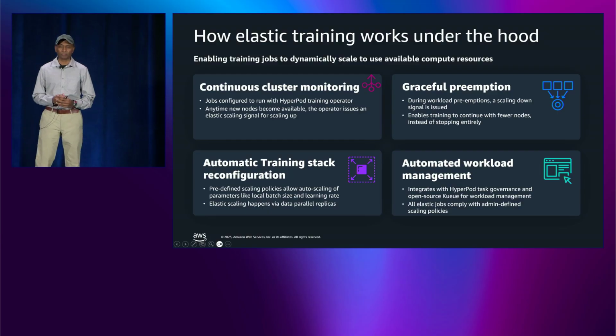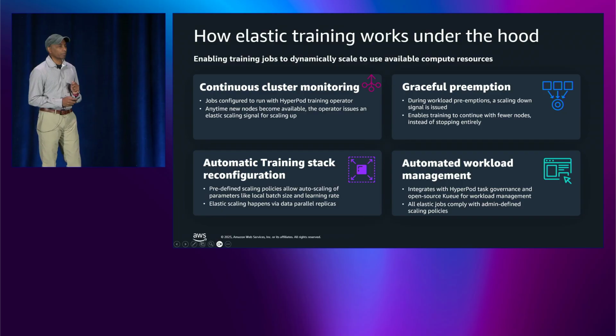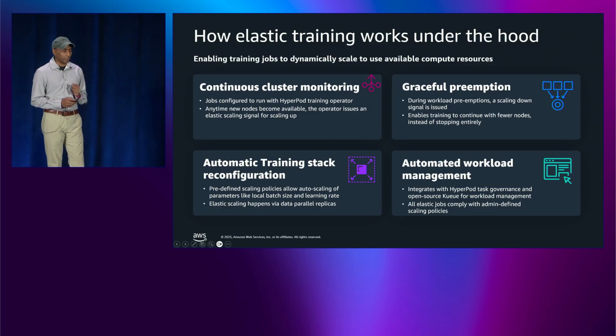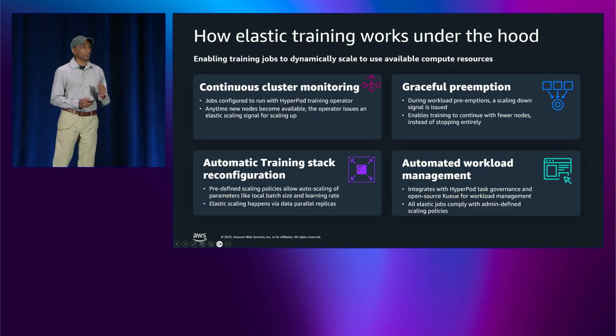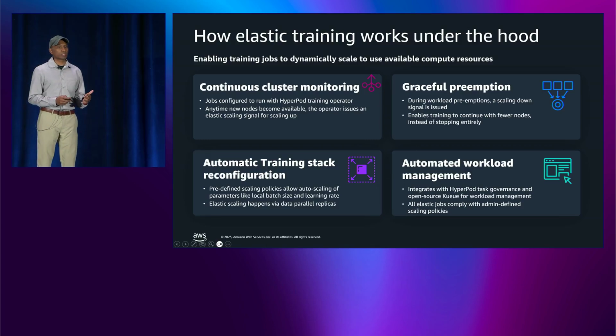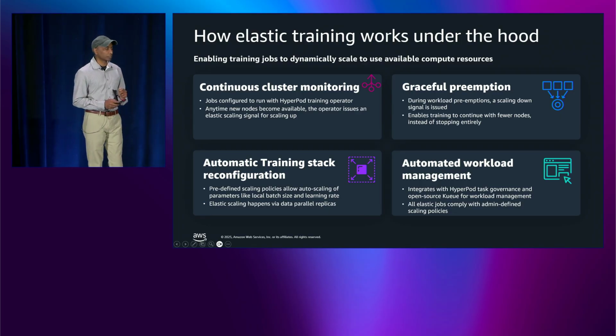Thanks, Anirudh. Now, let's dive into the technical architecture behind elastic training. We have modified the HyperPod training operator to support elastic training mode. The operator works through 4 key features, and we will talk through them. The first is the continuous cluster monitoring, where whenever you have new resources available in your cluster, for example, you scaled up your cluster or a currently running training job completed, new resources are available, and this cluster sends a scale-up notification for your jobs.